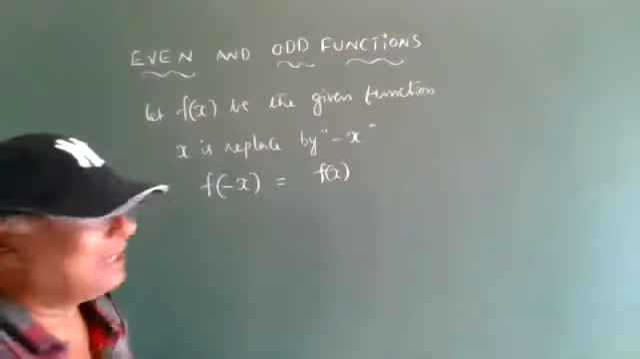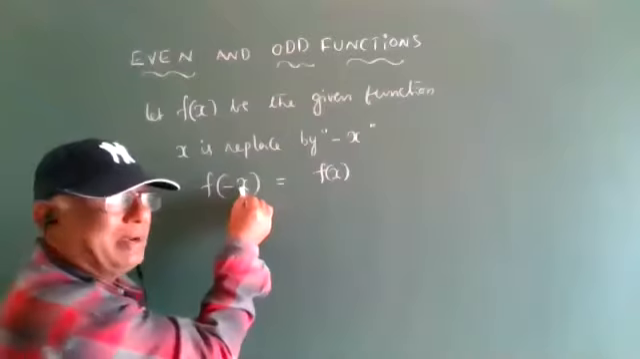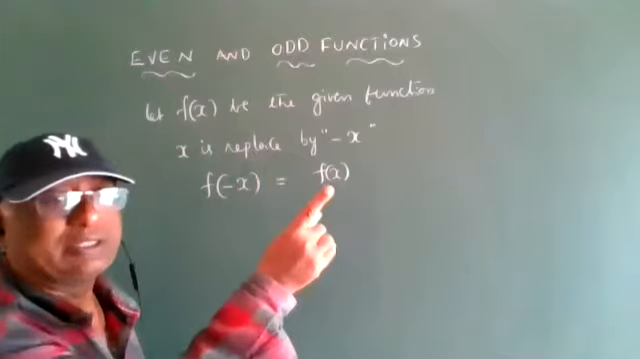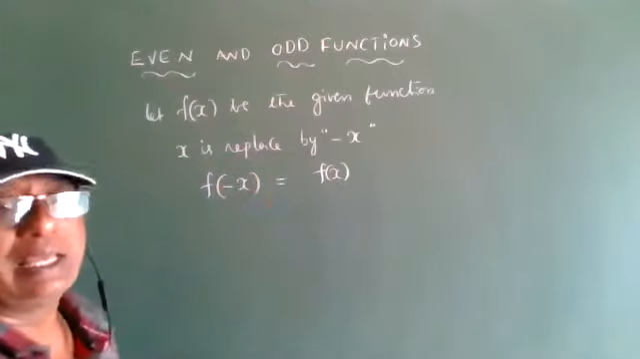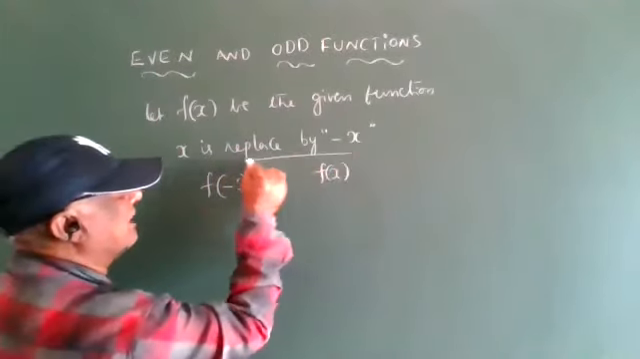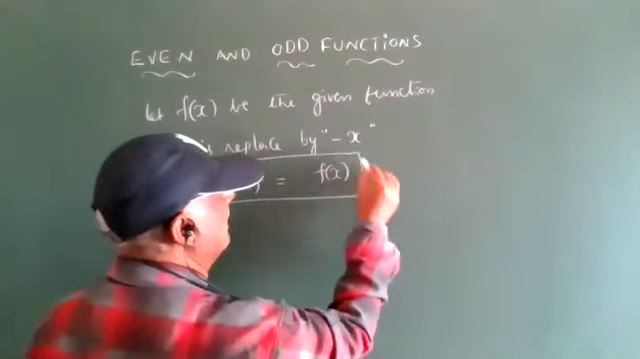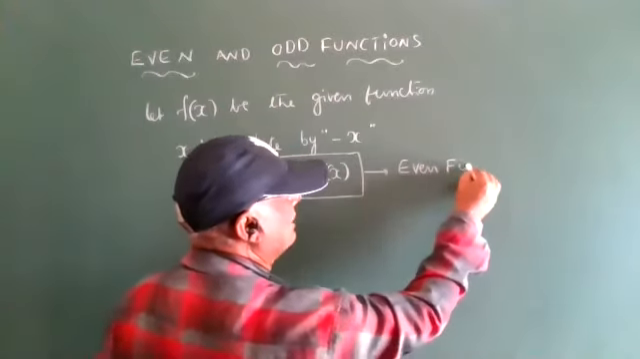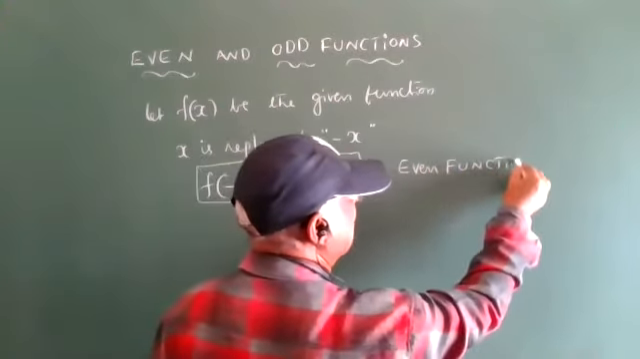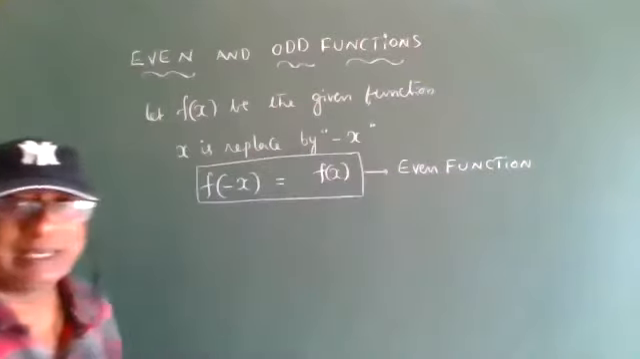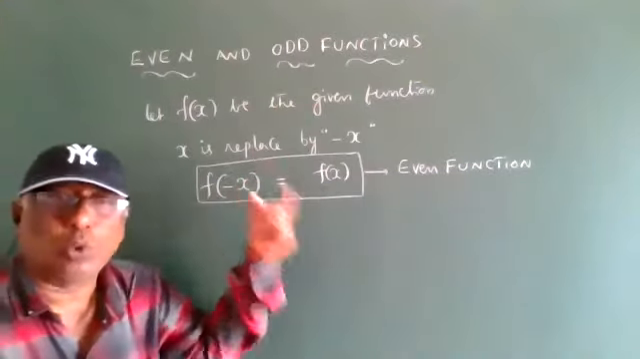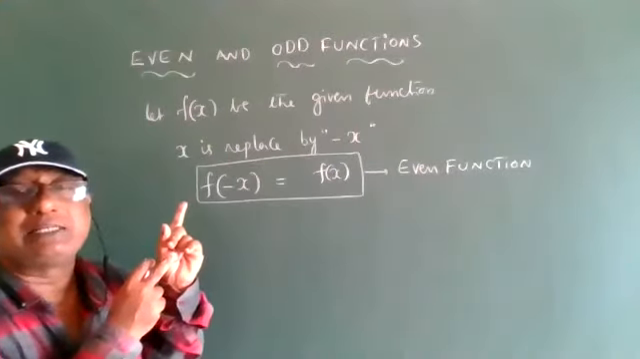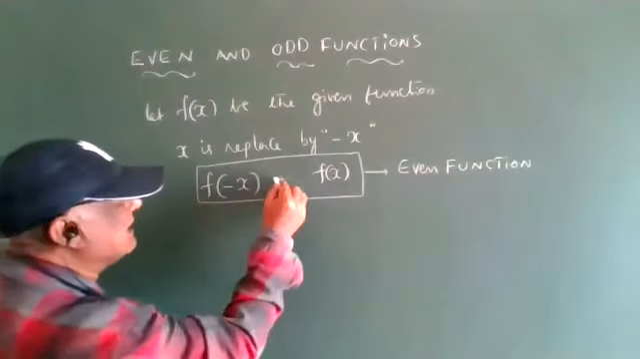Now it is clear. F of x is even. X is replaced by minus x, but we get the total function as a positive function, then we say that it is an even function. This is the definition of an even function. Okay, everyone clear? Even function means x is replaced with minus x, but the total value of f of x is positive.